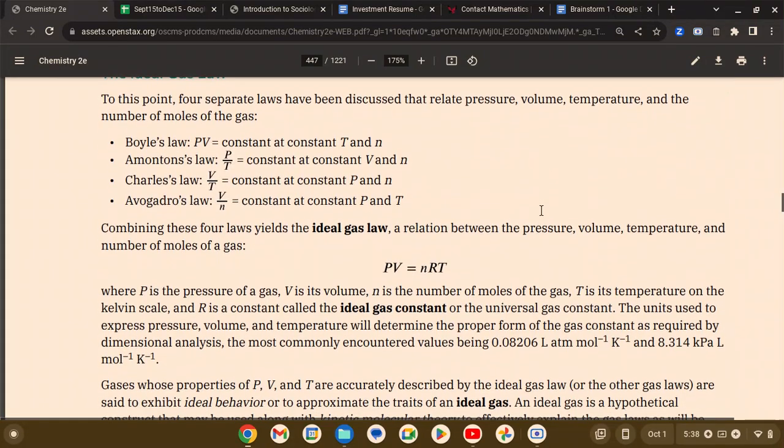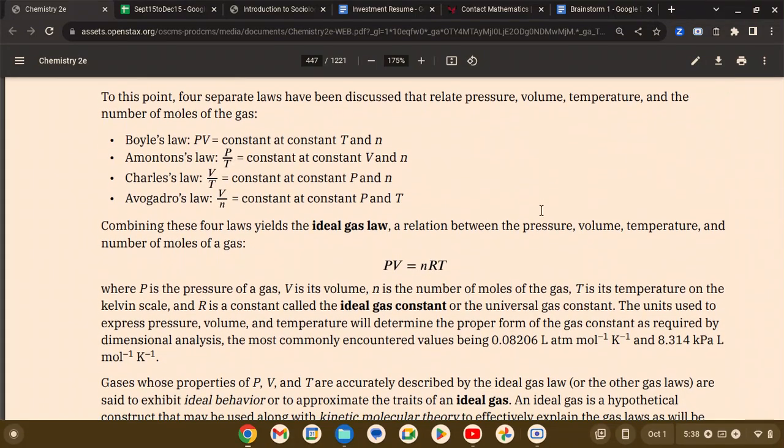The ideal gas law. To this point, four separate laws have been discussed that relate pressure, volume, temperature, and the number of moles of the gas. Boyle's law: PV equals a constant at constant T and n. Amontons's law: P over T equals a constant at constant V and n. Charles's law: V over T equals a constant at constant P and n. And Avogadro's law: V over n equals a constant at constant P and T.